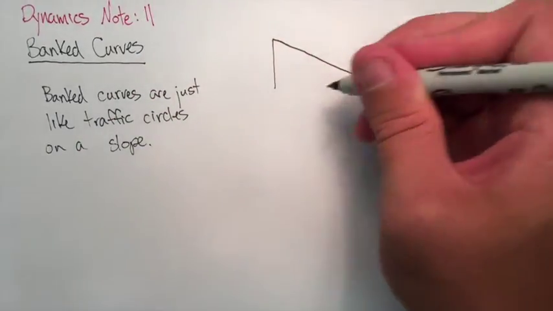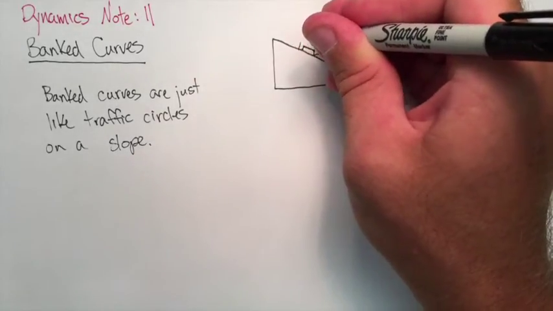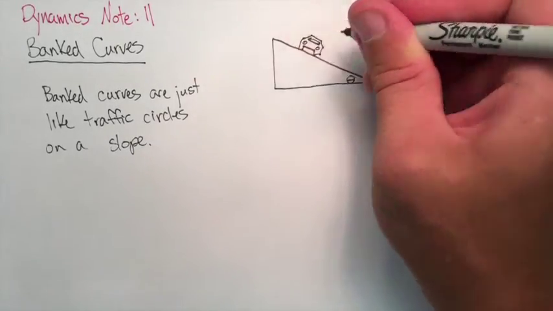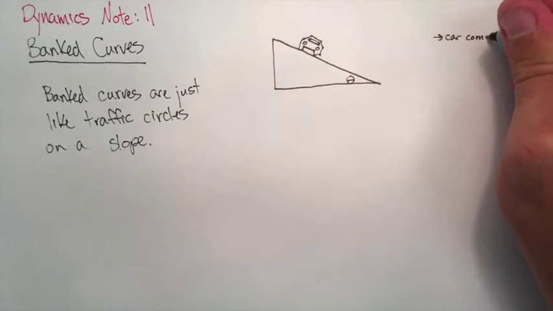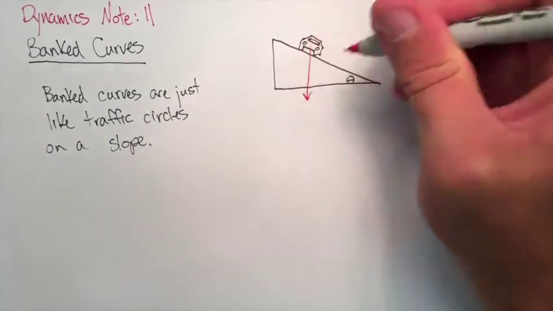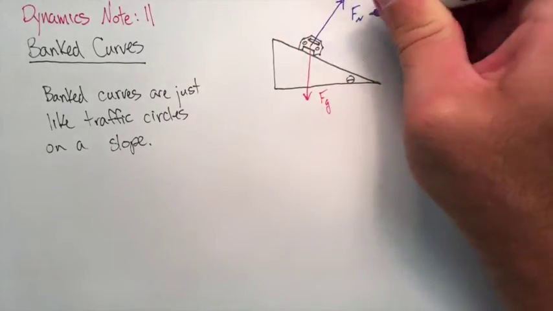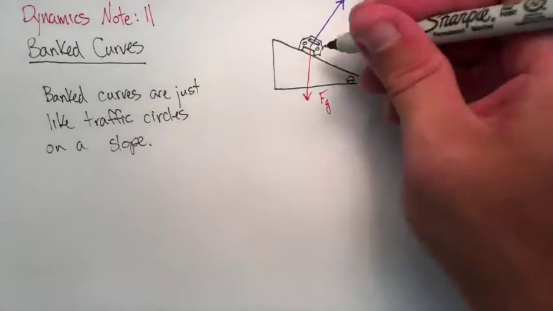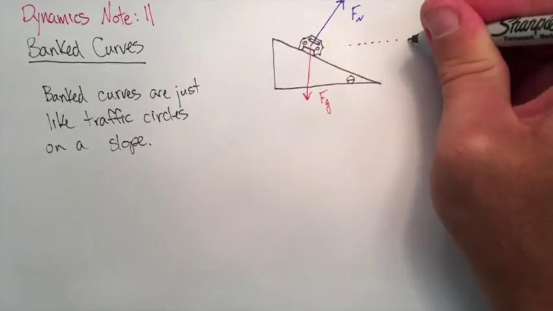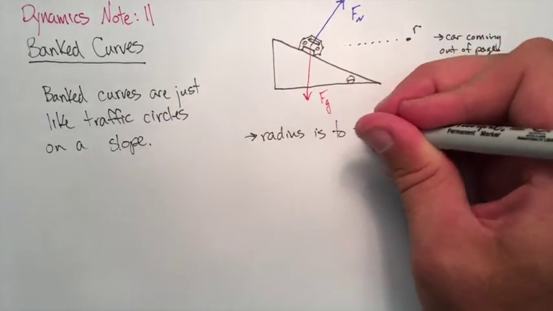So if we take a look at that on-ramp, this would be taking a slice of it where the car is traveling out of the page. The on-ramp will be in a circle. So this would be a car on the on-ramp trying to get on the highway. Gravity is down. Normal force, again, is perpendicular to that on-ramp. There's the radius for the car. It would travel in a circle at that radius.